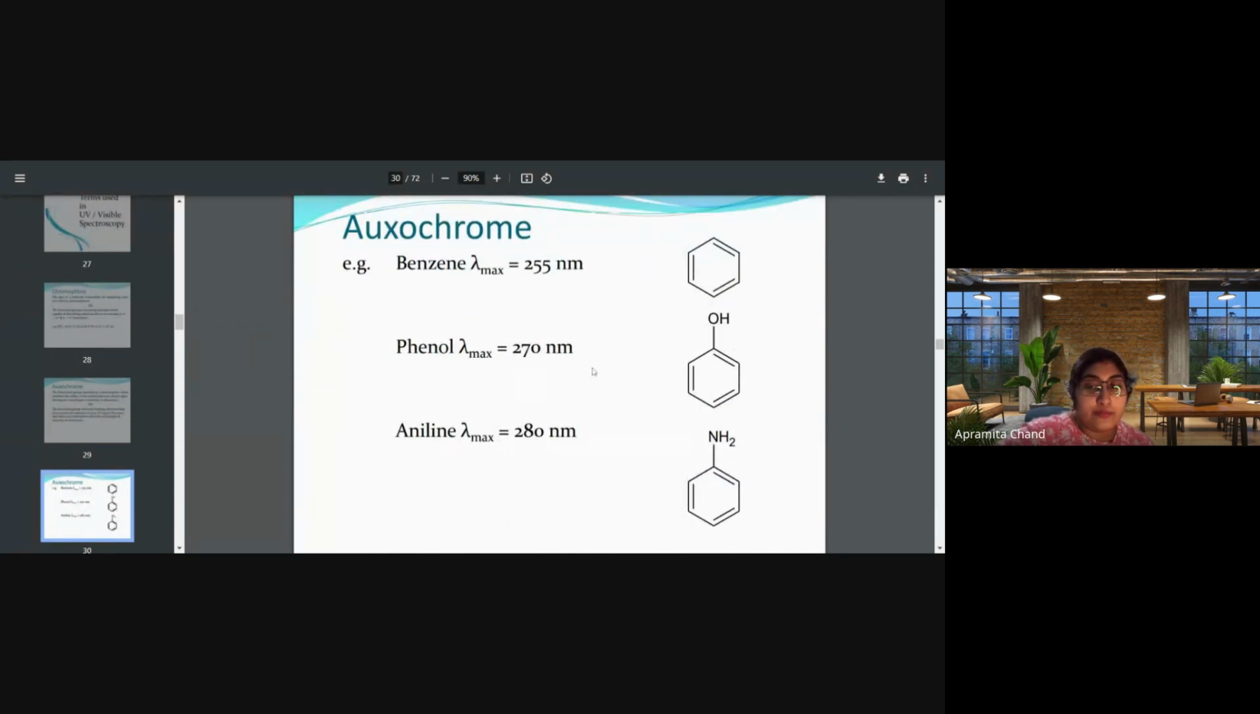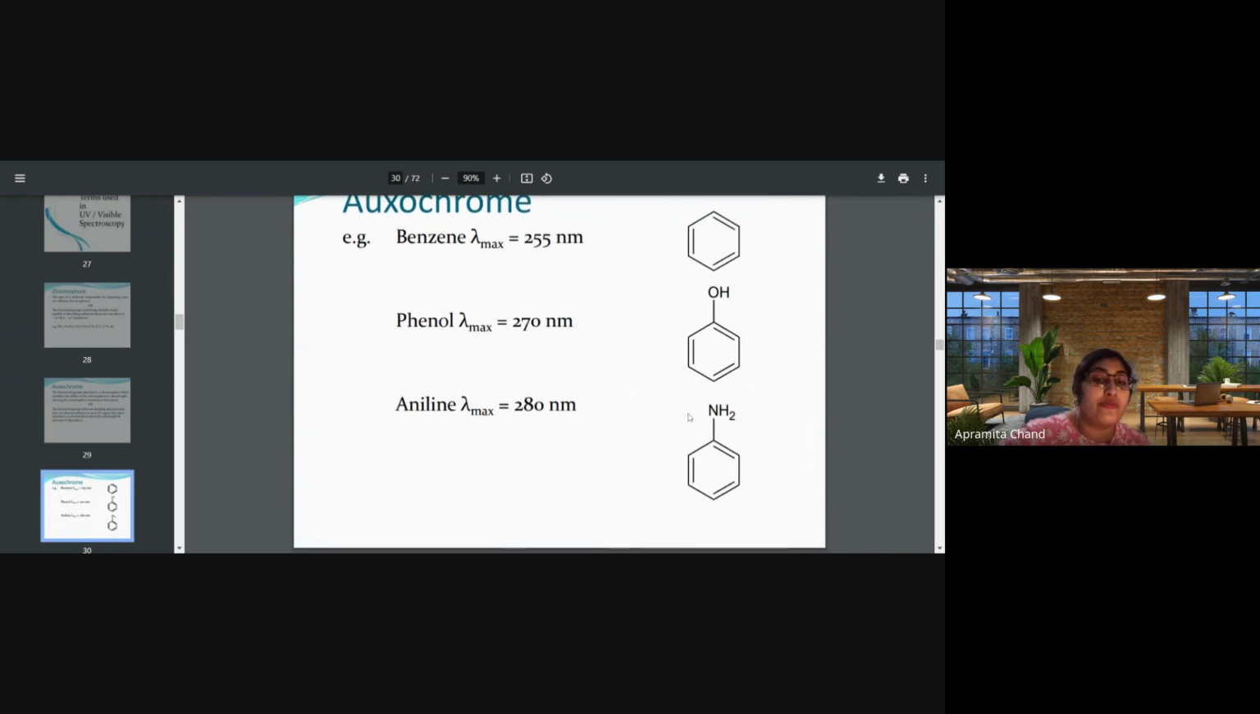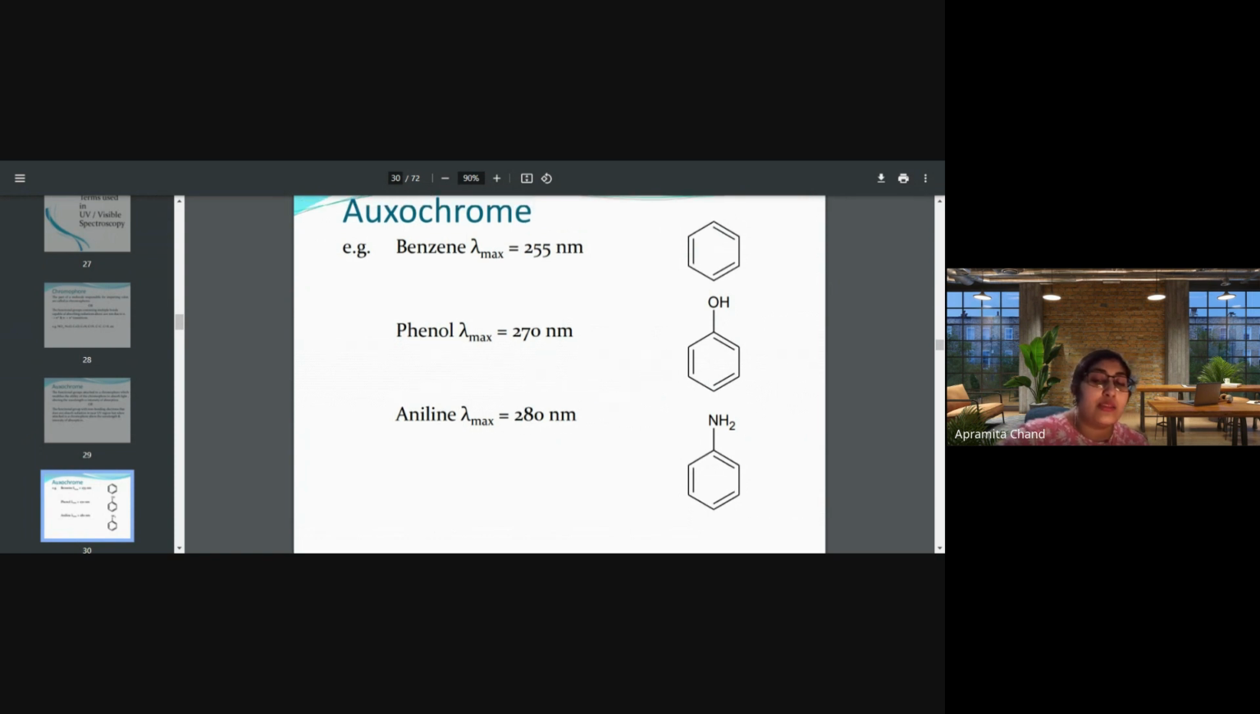For instance, benzene is a chromophore because it has multiple bonds. Now if you attach species like OH and NH2, which have non-bonding electrons and can also be conjugated with the ring, they can alter the wavelength or the intensity of the absorption. So phenol and aniline will both have a longer wavelength of absorption. This is how the functional groups act as auxochromes.